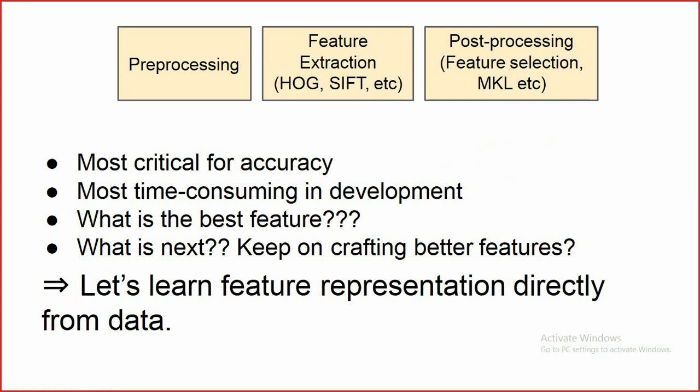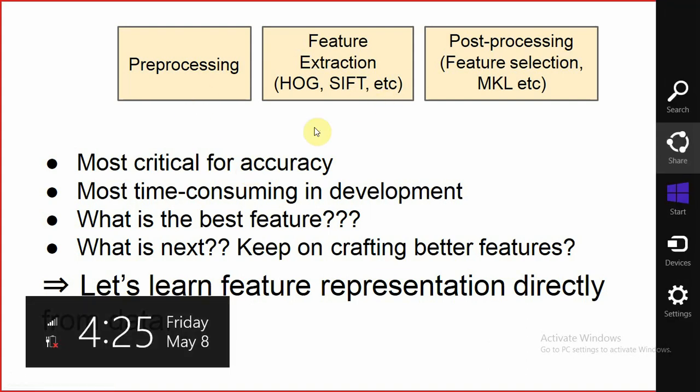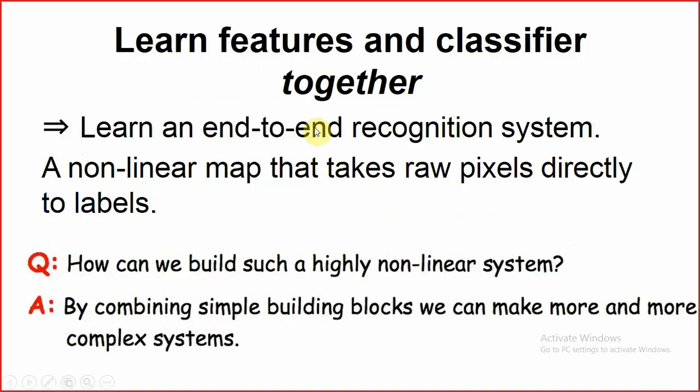So the deep learning method tries to learn feature representation directly from data, so we don't need to perform any of these tasks anymore. It learns an end-to-end recognition system. Both the feature extraction and classification tasks are performed by different layers in the CNN.